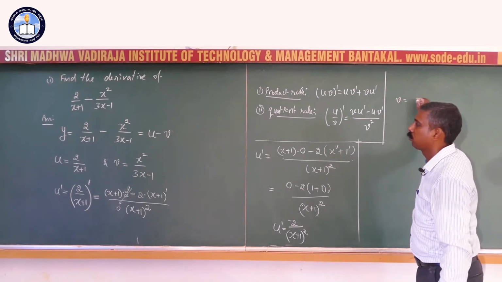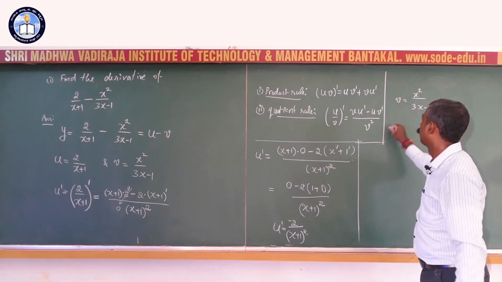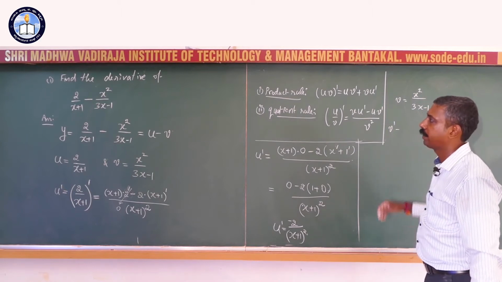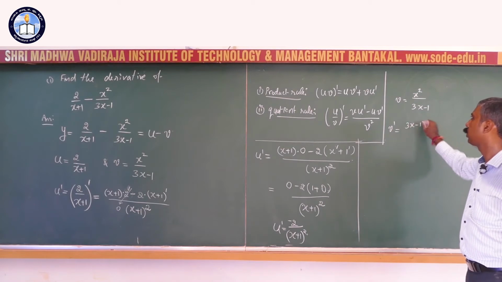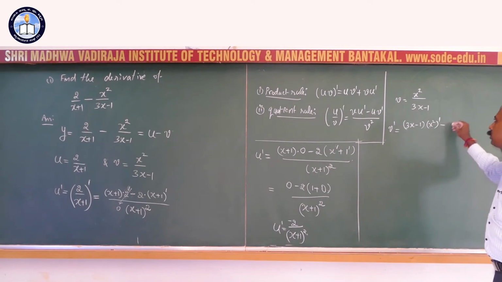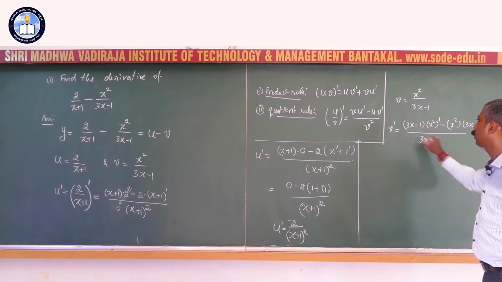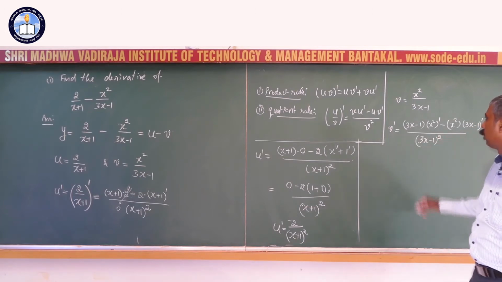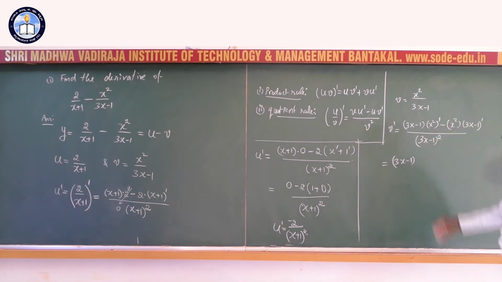V is equal to x square divided by 3x minus 1. What is v dash? V dash is equal to 3x minus 1 into x square dash minus x square into 3x minus 1 dash, divided by 3x minus 1 whole square. So, this is equal to 3x minus 1. What is x square dash?